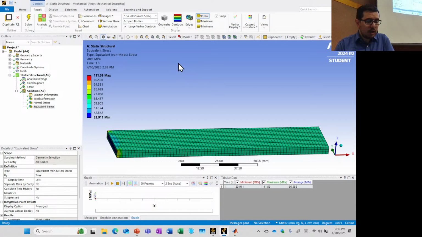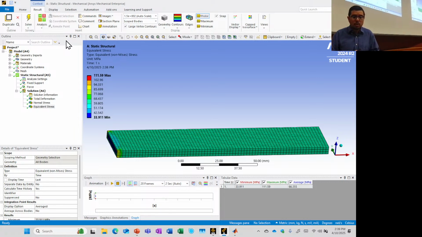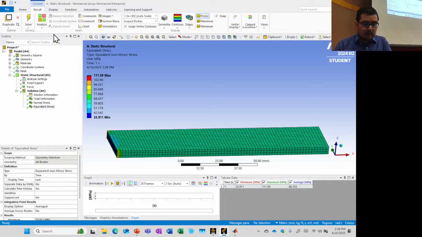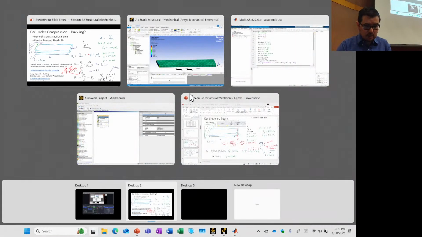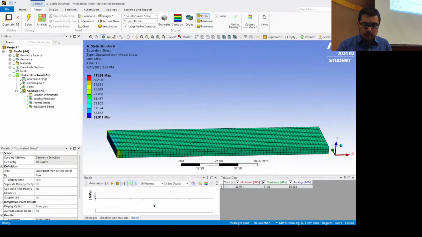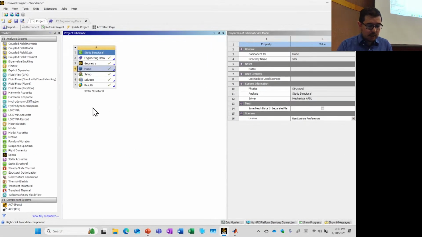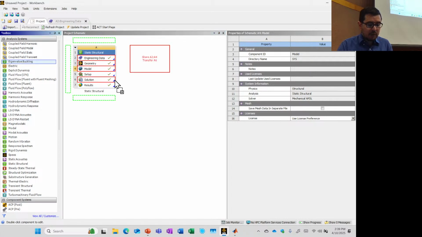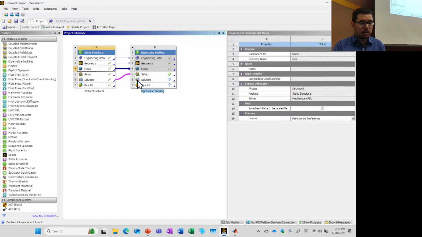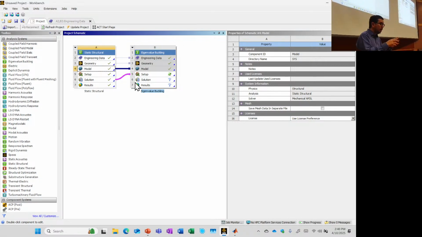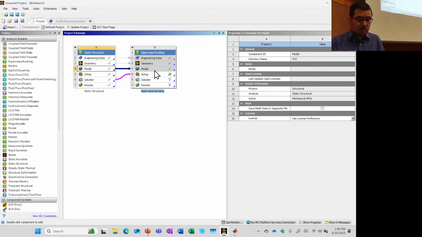Now, what do we do to do a buckling analysis? Well, there are kind of multiple ways to do this. The way we're going to attempt to do it: we're going to close this, and then we're going to go into Workbench, and we're going to do eigenvalue buckling off of the solution of our static structural. And isn't that nice? It brings in all that stuff that we just did, and allows us to bring it automatically into a new model.